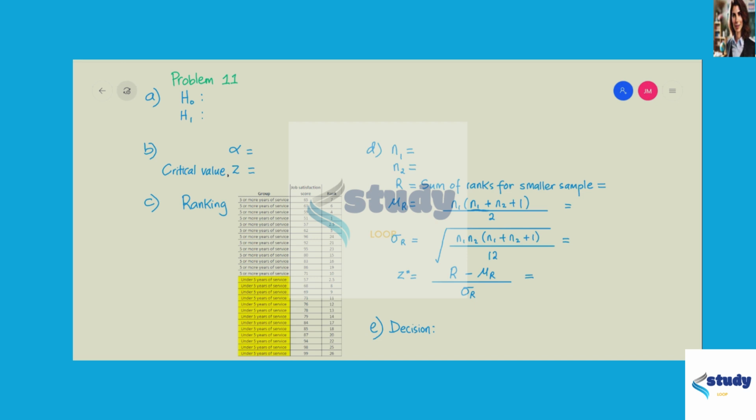So the first, the null hypothesis in this case, H naught, is that there is no difference in job satisfaction between the groups.